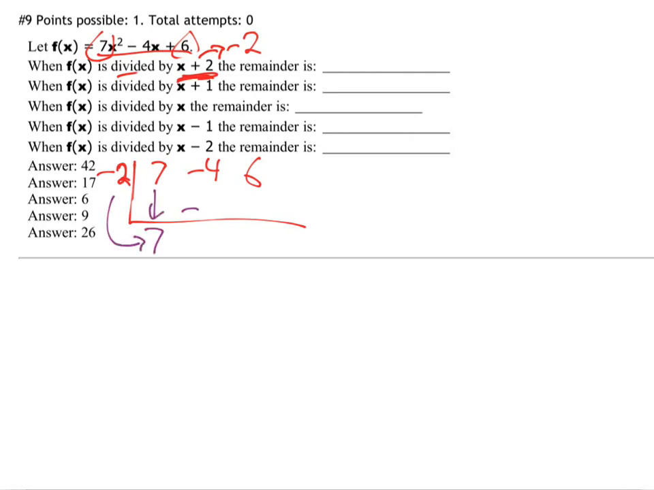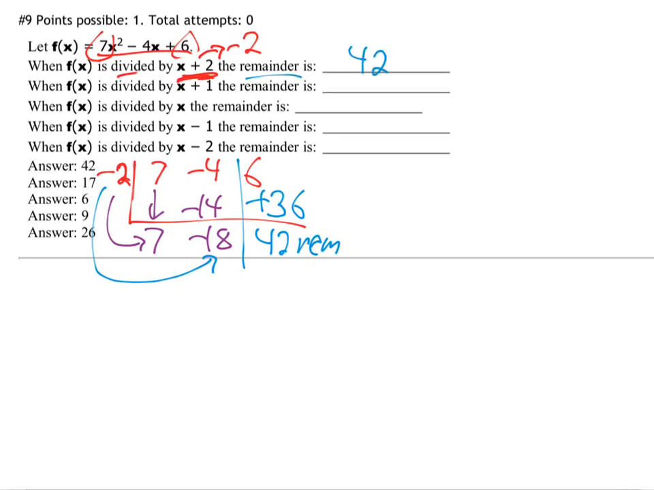7, minus 2 times 7 is minus 14. This adds up to minus 18. Minus 2 times minus 18 is plus 36. Remainder, add them up. 42 is the remainder, which is the answer they said.